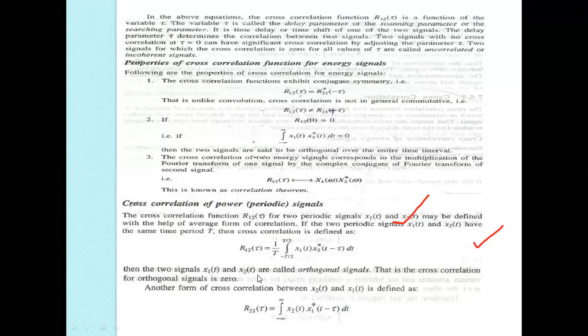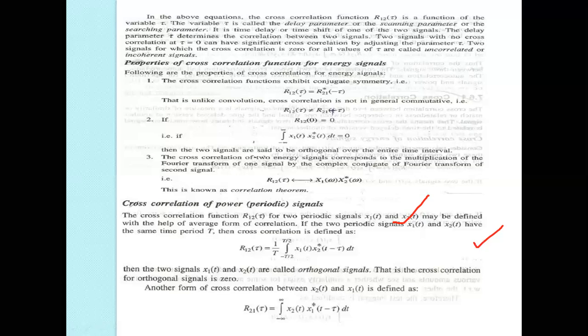Then the two signals x1 and x2 are orthogonal signals. That is, the cross correlation of orthogonal signals is 0, and at tau equal to 0 it becomes 0, my dear students. Now the cross correlation of power signals. What is the difference? It is the limit as T tends to infinity of 1 by T, the integral over T. The remaining function is the same for energy and power signals.